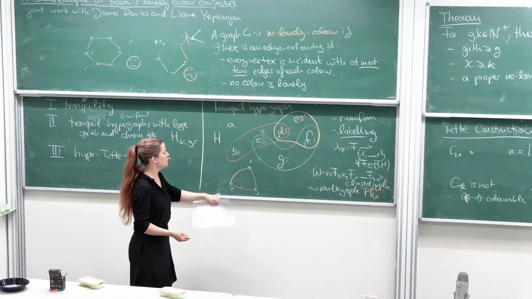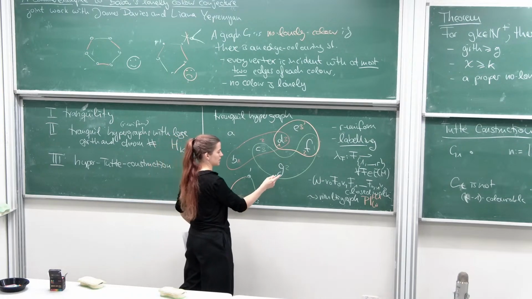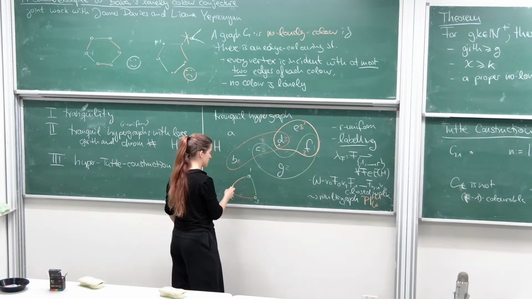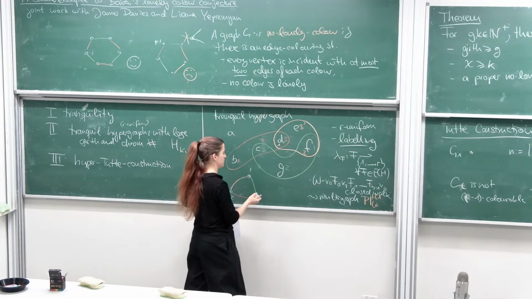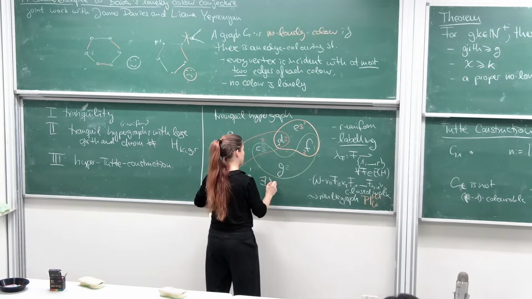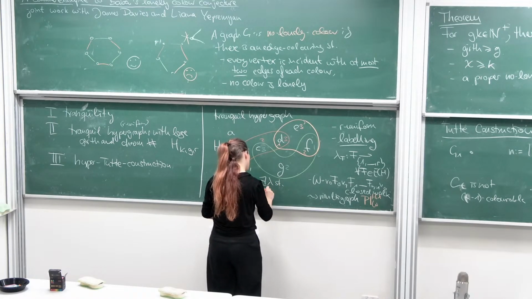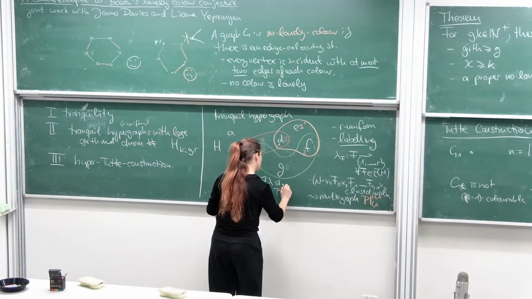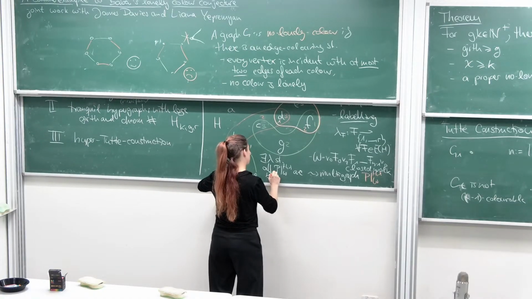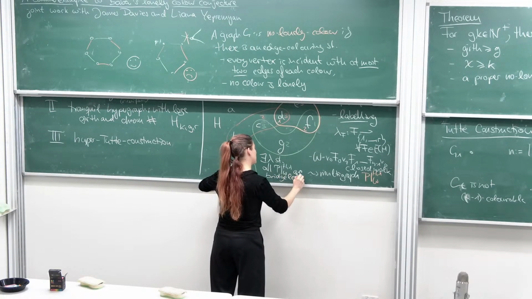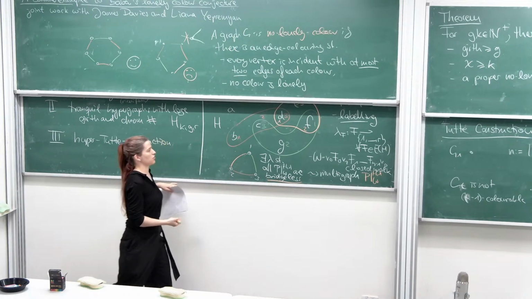What is important is that if I find a labeling such that for every walk this graph is bridgeless, then my graph is tranquil. So if there exists a lambda such that all P of H, lambda, W are bridgeless, then my graph is tranquil.